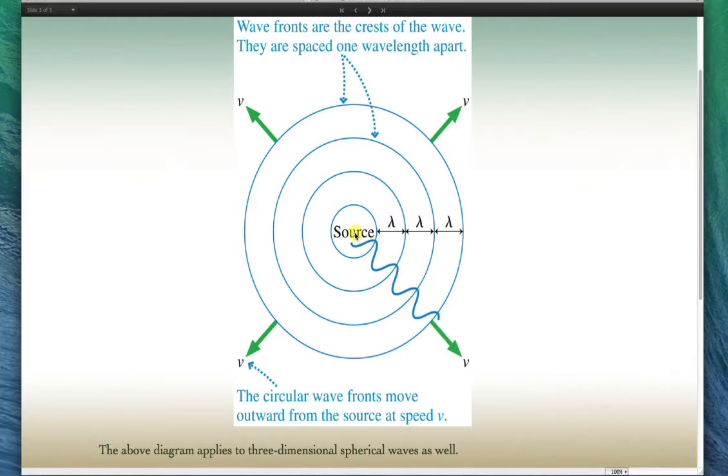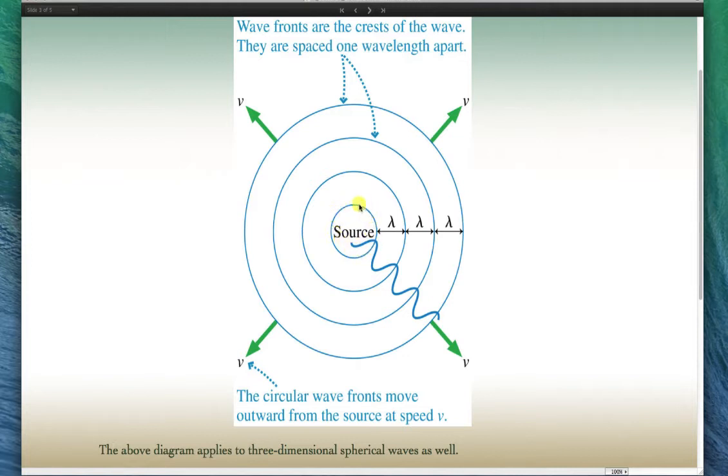And if this was a source in the middle that continuously gave off waves, you would see new wavefronts forming as time goes on, and they would continue to expand outward as all the other wavefronts expand outward. So for a three-dimensional wave or a two-dimensional wave, for circular waves and for spherical waves, this diagram works well.